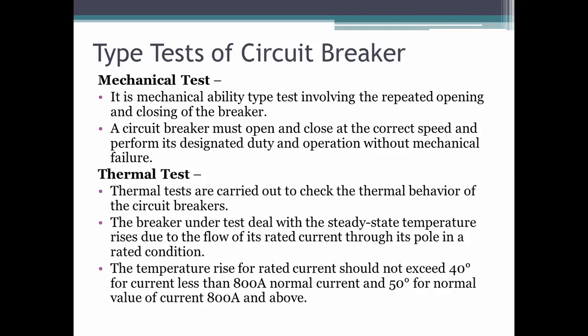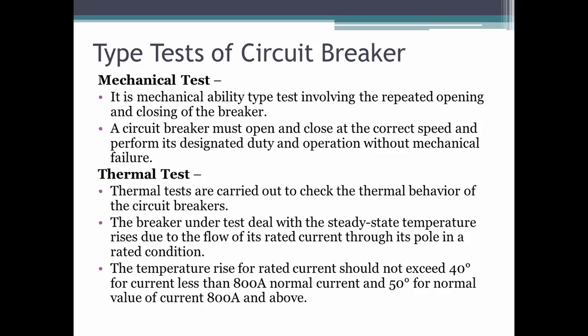And if the current is greater than or equal to 800 ampere, then the temperature rise should be 50 degree Celsius. Understood? So what is the thermal test? In the thermal test, what are you checking? You are checking the temperature.